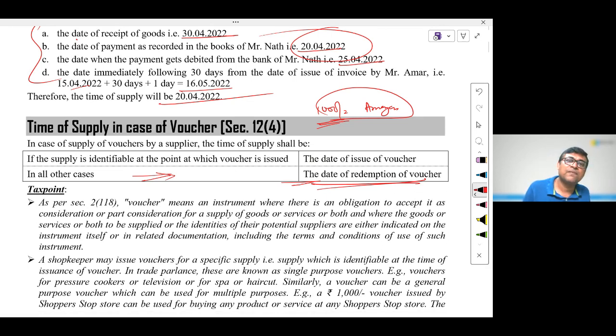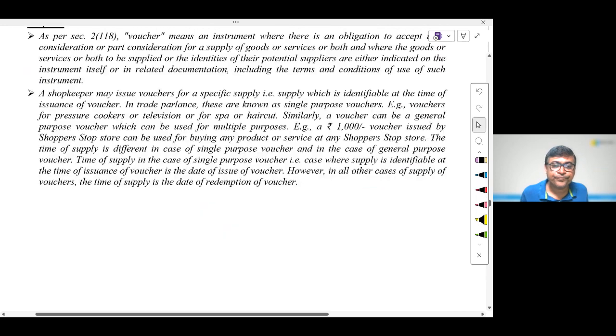If at the point of the acquisition, I know that this particular item should be supplied, in that situation, the time of supply in the hands of the issuing company of the voucher is the date of issuance of the vouchers.